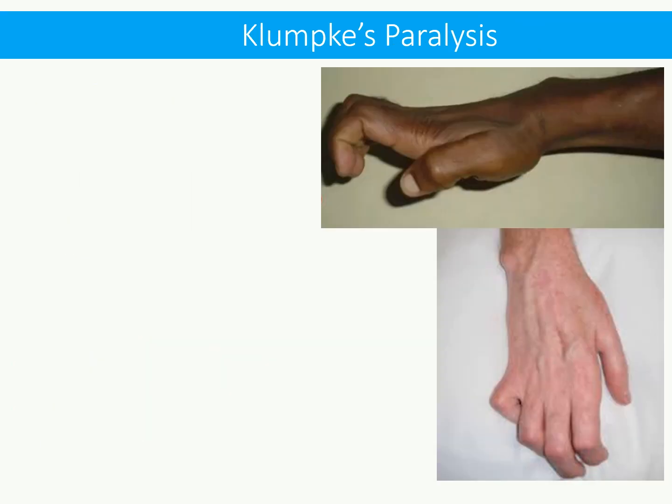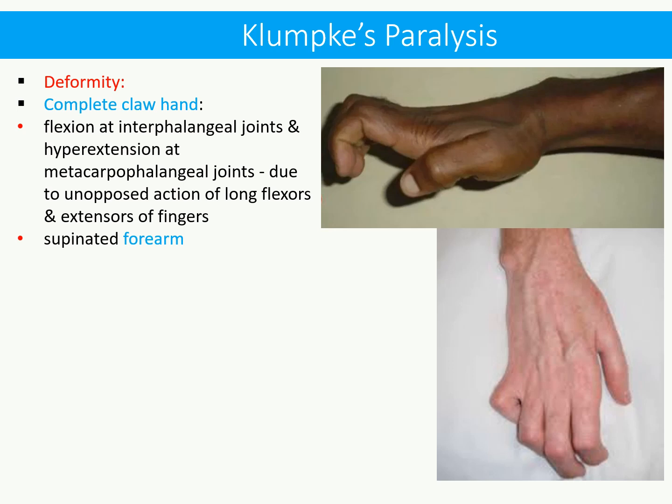Second is Klumpke's paralysis. In this paralysis, deformity is present in the shape of a complete claw hand, which includes flexion at interphalangeal joints and hyperextension at metacarpophalangeal joints. This is due to unopposed action of the long flexors and extensors of the fingers. The second component is that forearm is supinated.